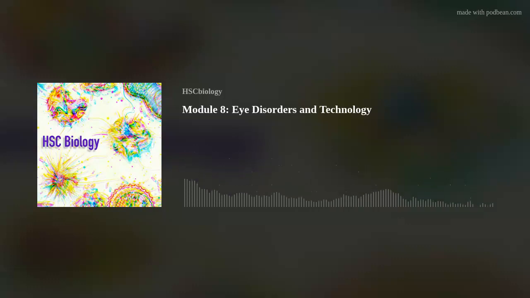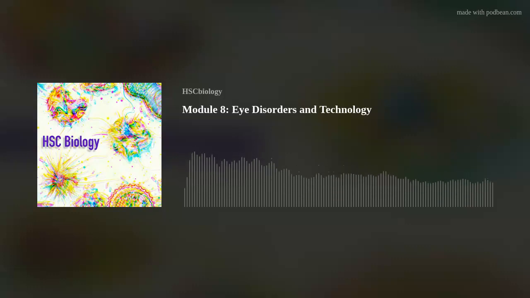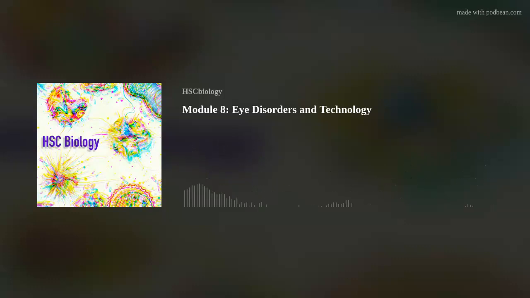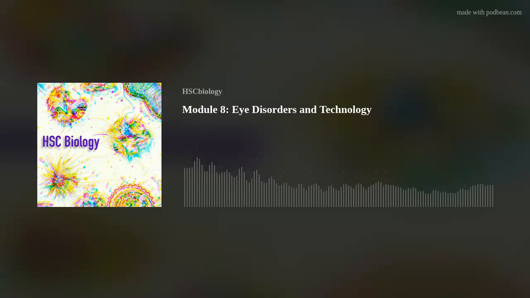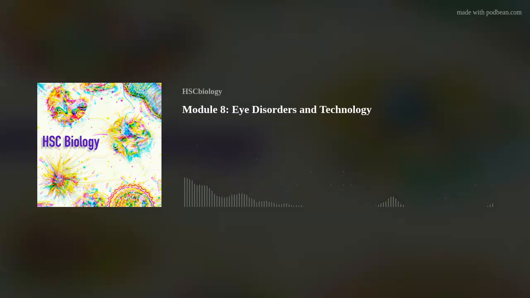But what's actually happening is the light can't get through to the back of their eye, and so they're unable to see clearly. Now this mainly is associated with aging or potentially injury that can lead to these vision problems. But the good news is it's something that can be fixed with technology. So let's talk about those technologies now to fix the disorders we have just mentioned.